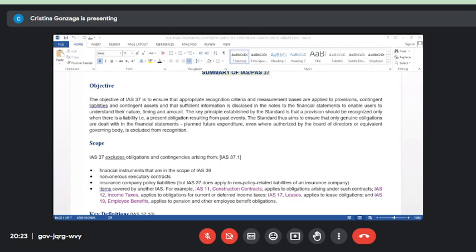Itong mga common types, ano ba yung mga types ng mga provision natin? So I already named a few. Like for example, yung estimated warranty provision. Warranty provision for repairs, di ba?